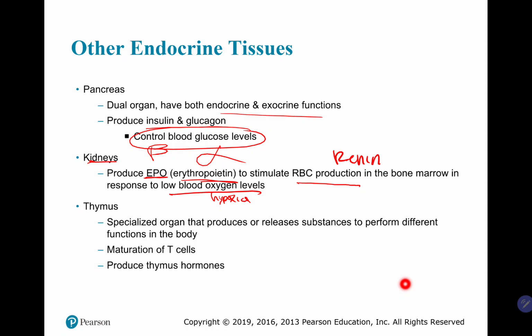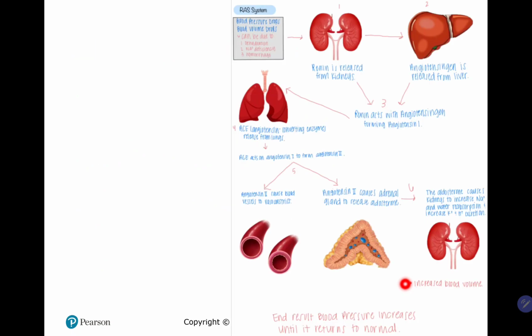The thymus is a specialized organ that produces or releases substances to perform different functions in the body as well. Okay, and specifically it produces those thymosin hormones that direct the maturation of T cells. Now, the RAS system is the renin.